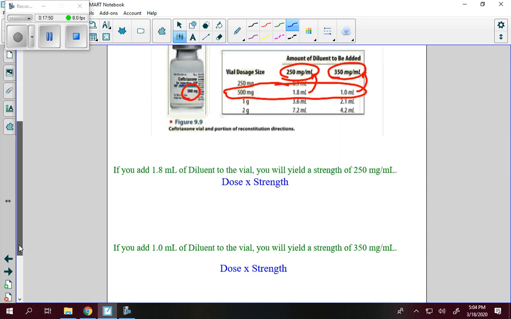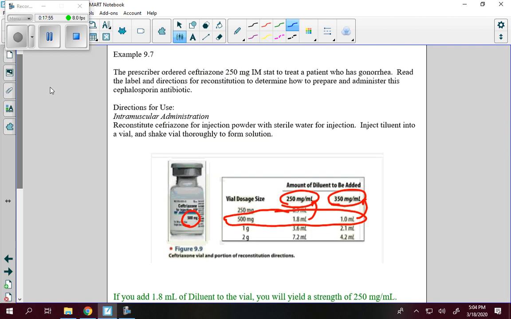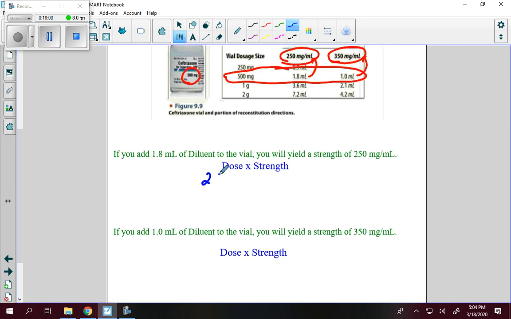If that were the case, how many milliliters would you administer? Well, your dose, if we look up at the original dose, is 250 milligrams, times your strength with milligrams on the bottom. If I add 1.8 milliliters, my strength yields 250 milligrams for 1 milliliter. Well, that was easy math. It would be 1 milliliter to inject. Perfectly acceptable. However, if I add 1 milliliter of diluent to the vial, it will yield a different strength.